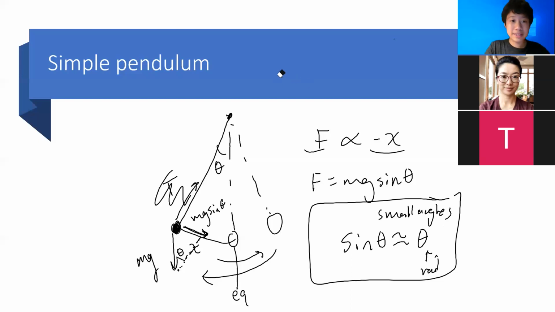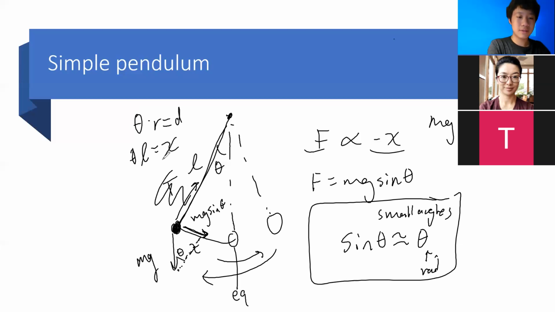So if we replace sine theta with just theta, then let's see what we get. If we replace sine theta with theta, then we get mg theta. And remember how theta times r equals distance? If we relate it to this case, if the length of the string is L, then theta L equals x. So theta equals x over L. So let's replace this with x over L, mg. Oh, look, there we have it, proportional to x.